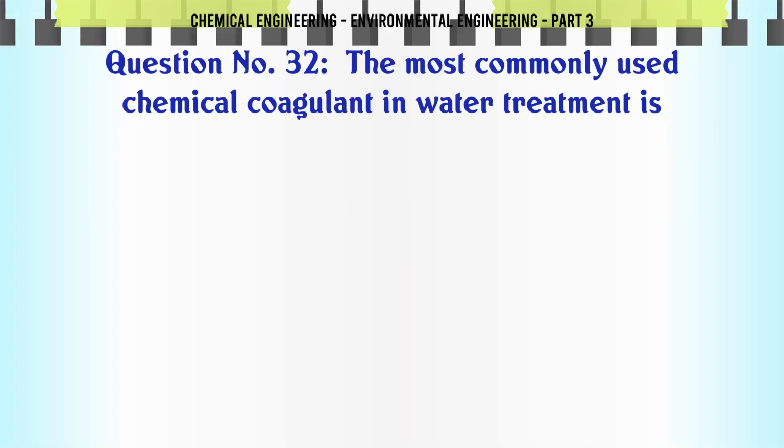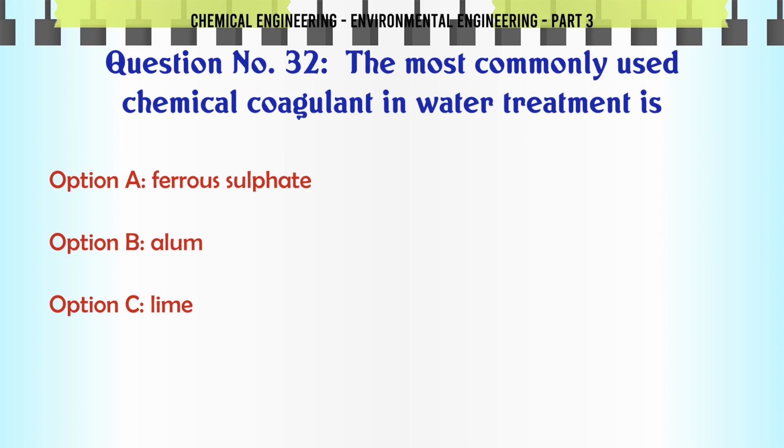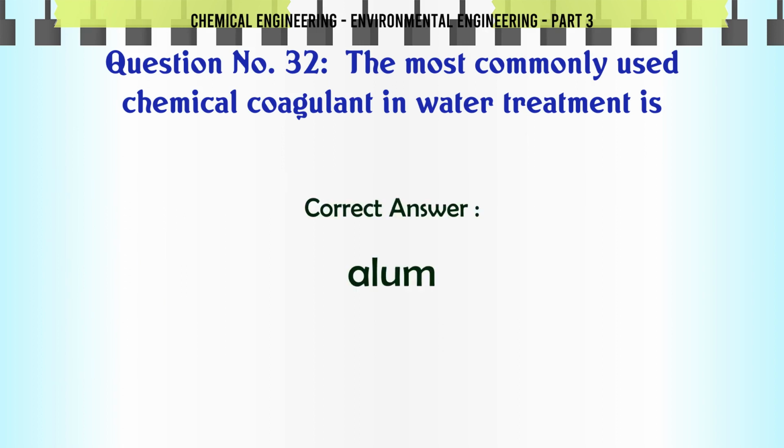The most commonly used chemical coagulant in water treatment is A. Ferrous sulfate. B. Alum. C. Lime. D. Hydrazine. The correct answer is alum.